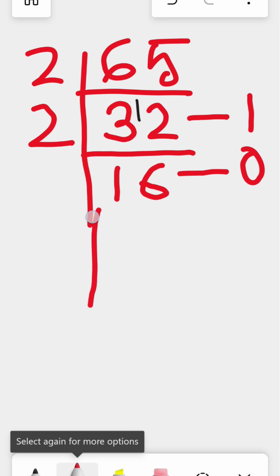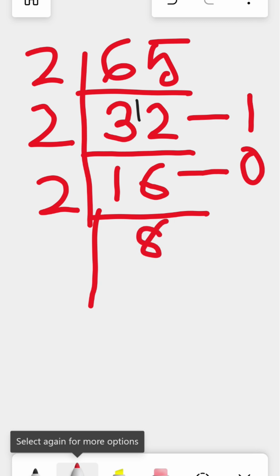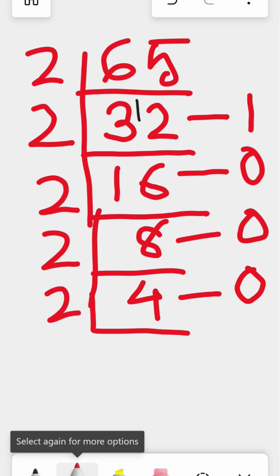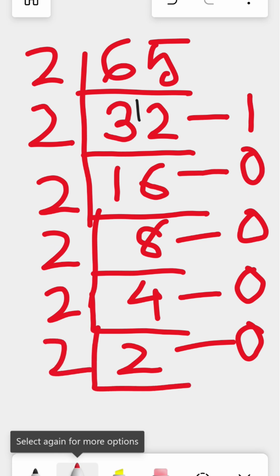Again we will divide 16 by 2. It can go 8 times, 2 into 8 is 16, so we will write 8, and the remainder is again 0. Again we will divide it by 2. Now it will go 4 times, so we will write again 0. Again we will divide it by 2. It will go 2 times, we will write remainder as 0. Again we will divide it by 2. It will go 1 time and we will write remainder as 0.